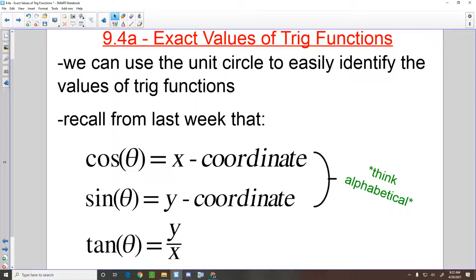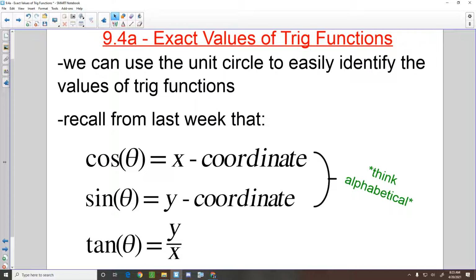So target 9.3 was simply creating the unit circle. Target 9.4 is being able to identify the exact values of various trig functions. The easiest way to do this is by using the unit circle. That's why it's the preceding target. We can easily use the unit circle to identify the values of these trig functions using these basic properties that we went over last week.